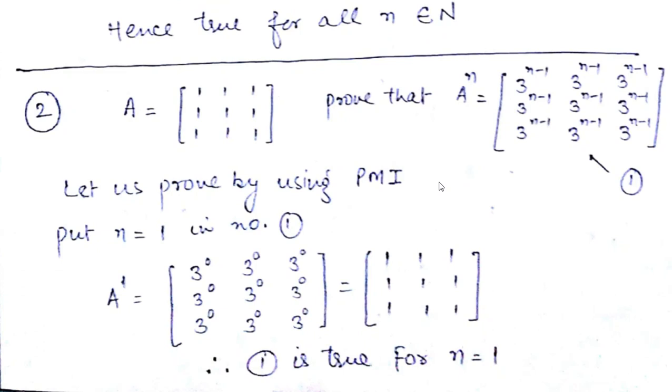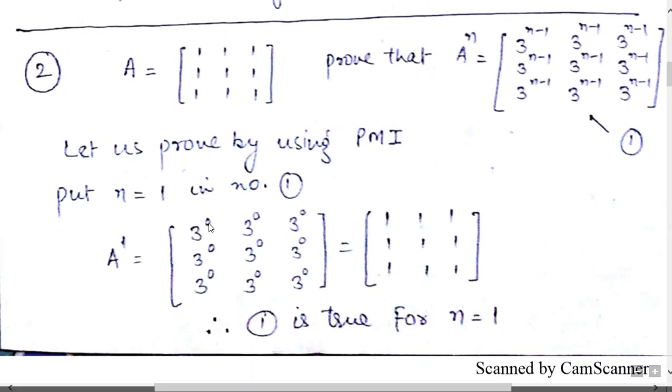The second question also needs a similar procedure, that is the principle of mathematical induction. In the first step, insert n equal to 1. You will get 3 raised to power 0 in all the statement. It means all the values are 1. It's equivalent to A. And this value is true for n equal to 1.